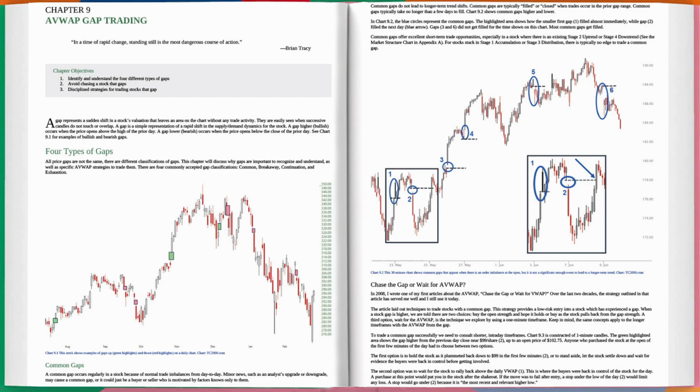The highlighted area shows how the smaller first gap, gap 1, filled almost immediately, while gap 2 filled the next day, blue arrow. Gaps 3 and 6 did not get filled for the time shown on this chart. Most common gaps get filled.